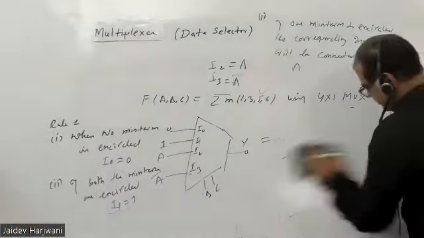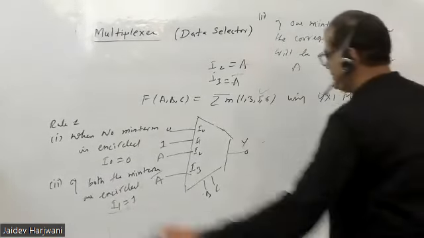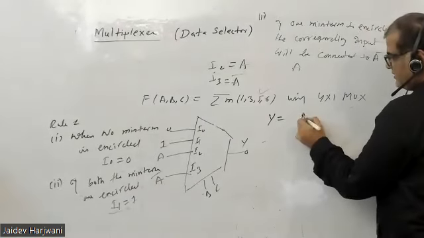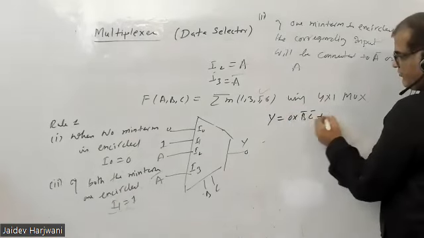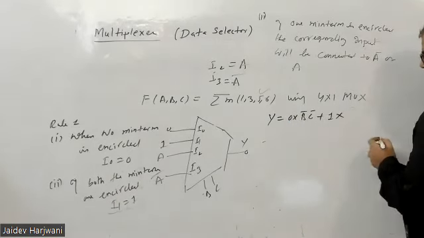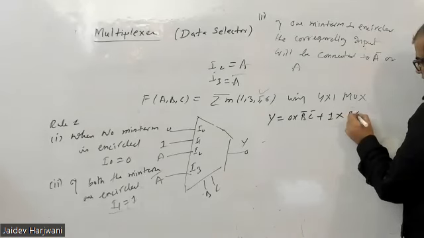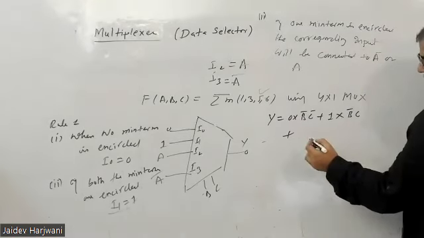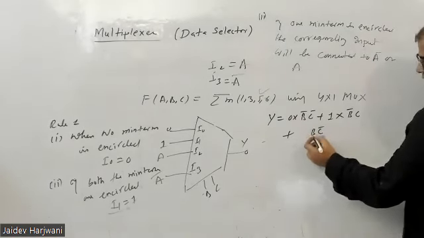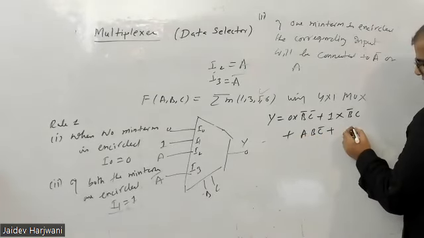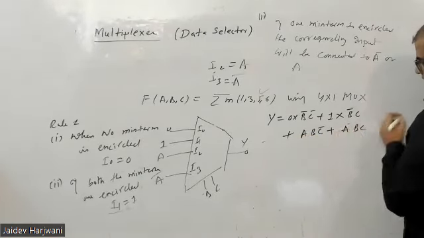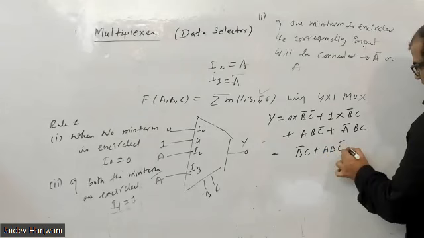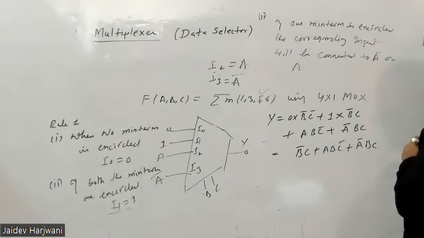Let me write again the input. So the output Y is I0 B bar C bar 0. Then 1 into 1 means 0 1 1 0 1. Okay. And then I have a term I2. I2 means 1 0 and is connected to A, and then the last term is I3 B C and is connected to A bar B C. Okay, so I have B bar C plus A B C bar plus A bar B C.